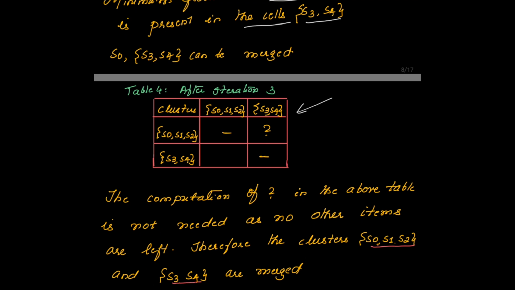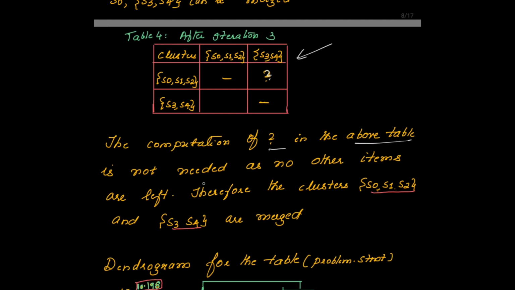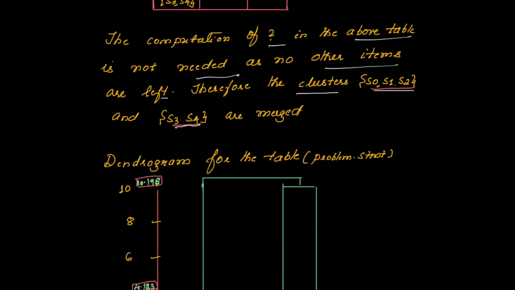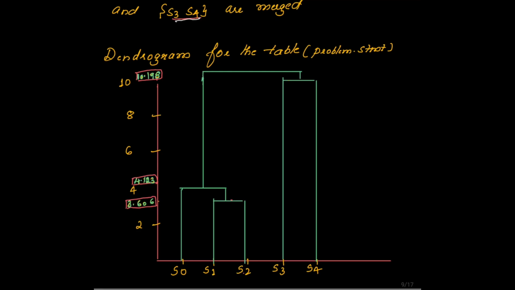Your algorithm stops here. The computation of the question mark in the above table is not needed, as no other items are left. No other items left means there is no cluster remaining with a single data point. Therefore the clusters S0, S1, S2 and S3, S4 are merged. Now you can completely merge S0, S1, S2, S3, S4. So this is how you have carried out this algorithm, and finally you have merged all the data points into one cluster. And if you want to sketch the dendrogram for this, you can see here the distance.